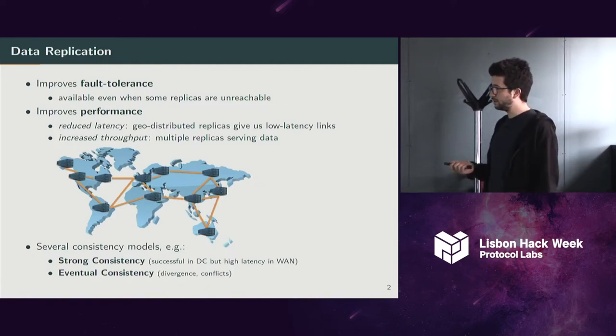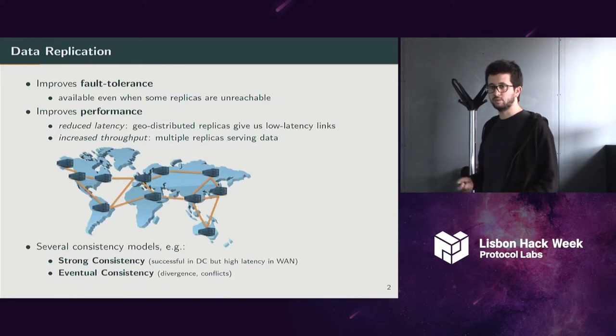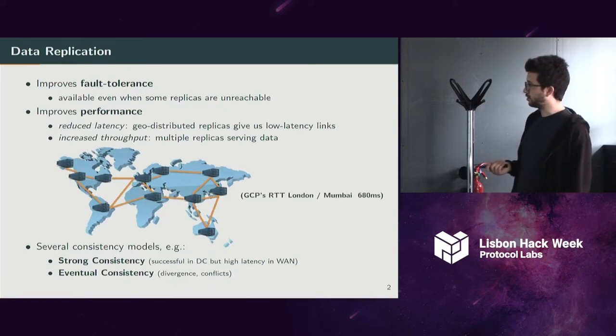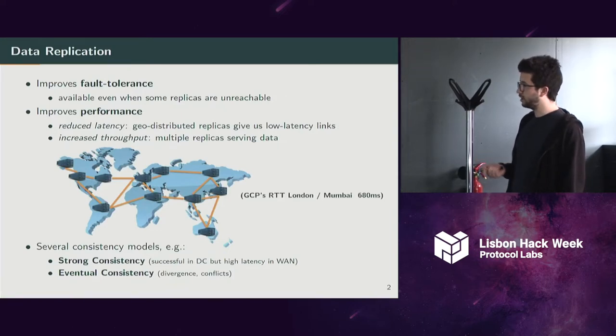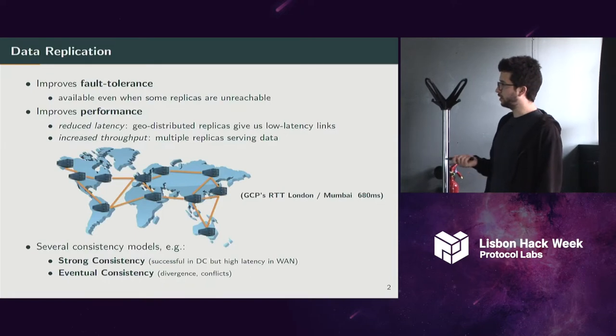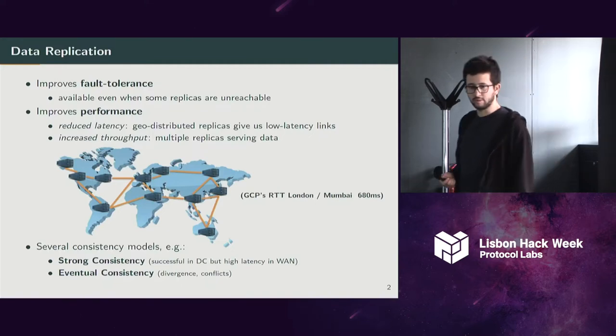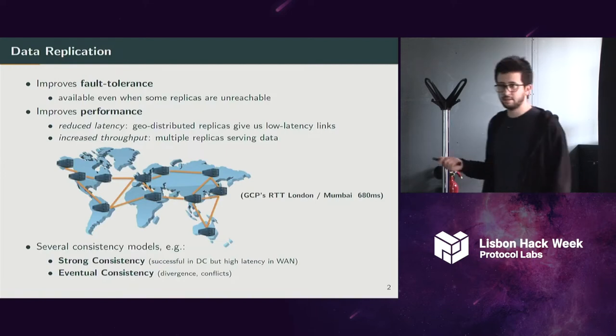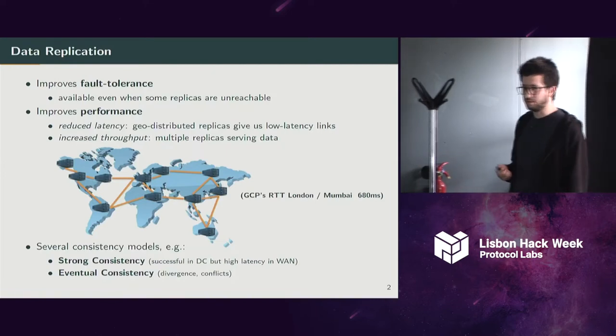And we have strong consistency, which is very successful inside the data center, but once we move to wide area networks, our clients will have to wait a lot. Just to have an idea, using Google Cloud, the round trip time between London and Mumbai is close to 700 milliseconds. So if we're running something like Paxos, our leader is in London, we need to contact a replica in Mumbai because it's part of our majority that's close to us, and the lower bound on consensus is one round trip. Our client will wait at least 700 milliseconds, plus everything else we're doing in our stack.